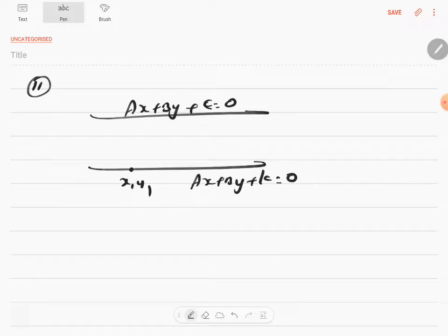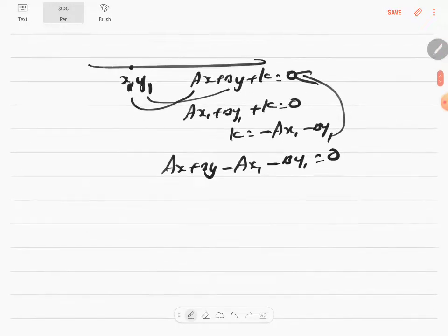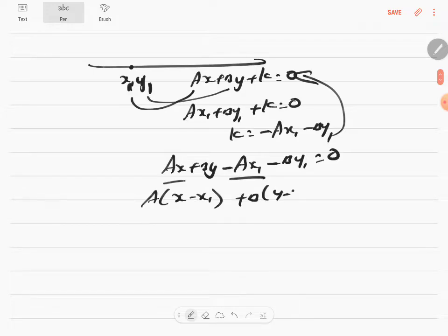To find the value of k, a point on the line satisfies the equation of the line, so you can substitute this point in the place of x and y. So ax1 + by1 + k = 0. Therefore k itself is -ax1 - by1, and substituting back in the equation, you get ax + by, instead of k you write -ax1 - by1 = 0. So consolidating, a(x - x1) + b(y - y1) = 0, and that's what they're asking you to prove. So that completes sum number 11.